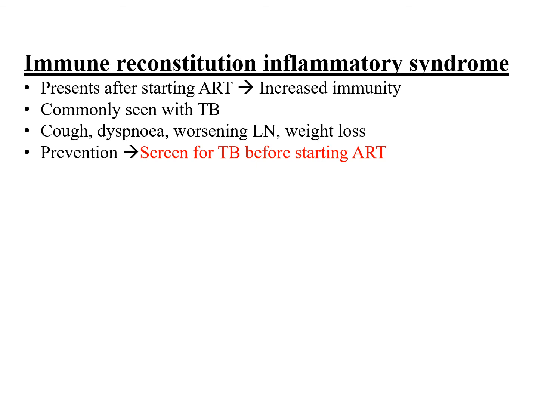So before starting ART, you need to screen these patients for opportunistic infection, most commonly tuberculosis. And if the patient has tuberculosis, then you need to start them on anti-tubercular drugs followed by antiretroviral therapy. However, if the patient has manifested with IRIS, you need to treat this with steroids.